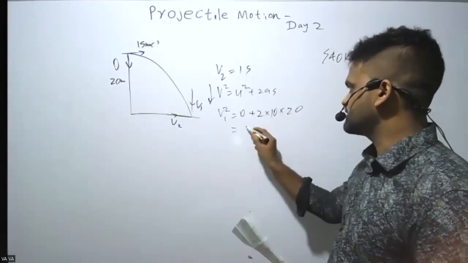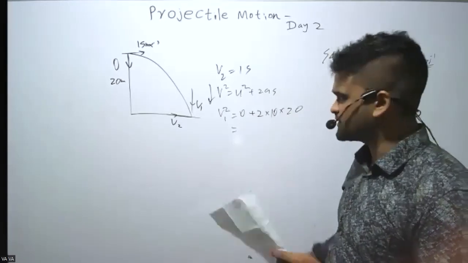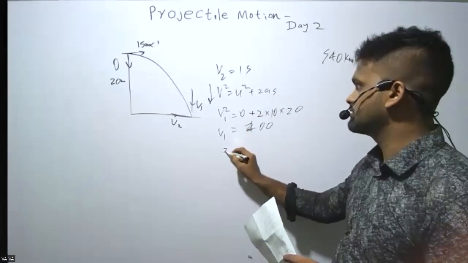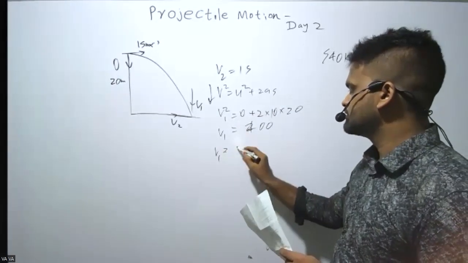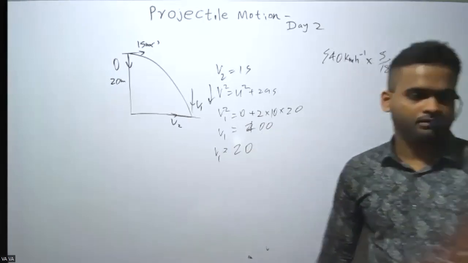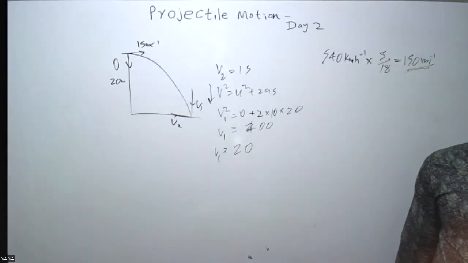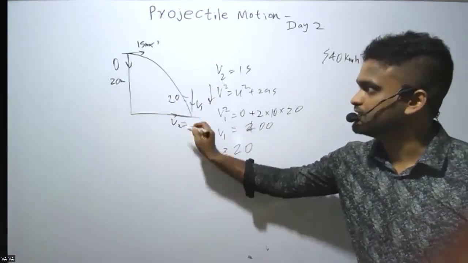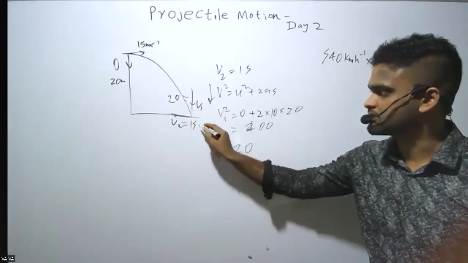So this is 400. 400 root is 20, right? 20 squared is 400. So V1 is 20. V2 is 15. It doesn't change.